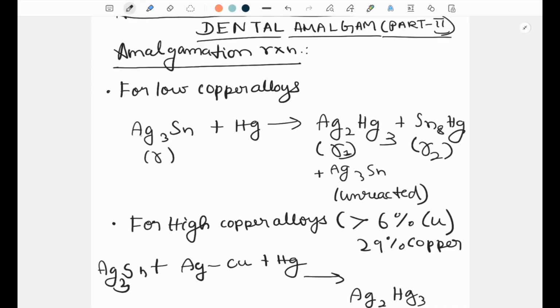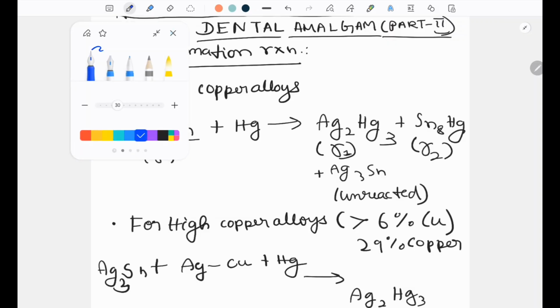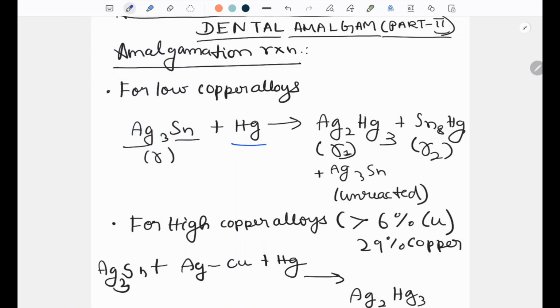So we all know that amalgam basically contains silver, tin, and then when it's mixed with mercury, it forms an alloy, that is the dental amalgam alloy.